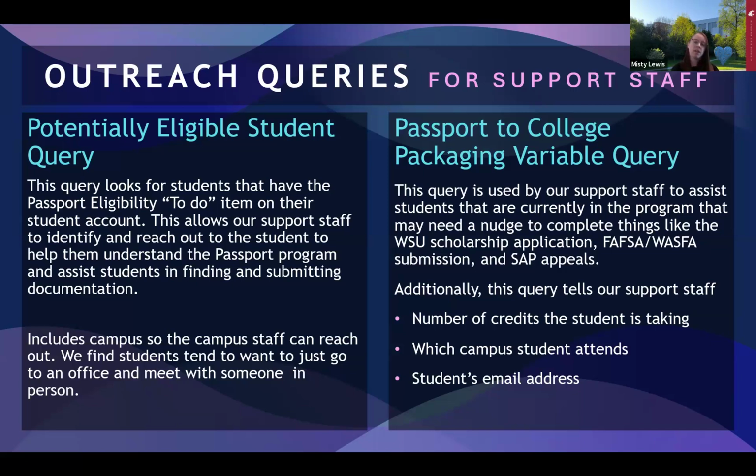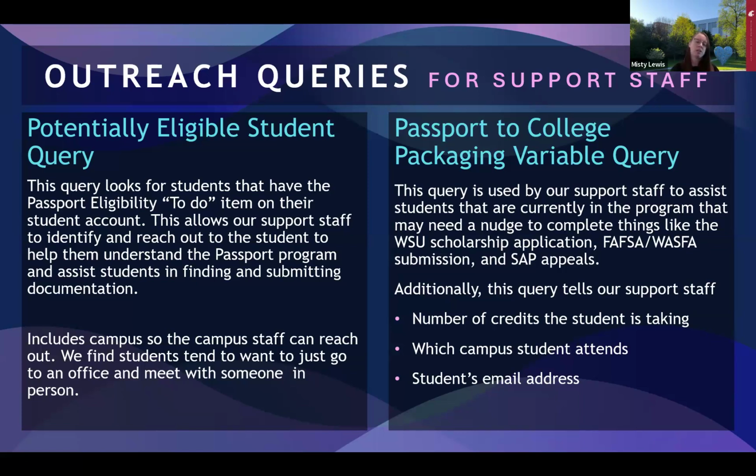And then we also have the Passport to College packaging variable query. So this queries off students that have that packaging variable. They're going to get the award. And this is provided to our support staff to help them assist students that are currently in the program that may need a nudge to help complete things like the WSU scholarship application. Maybe their FAFSA WASFA isn't on file. Maybe they need to complete a SAP appeal, or they're in verification.